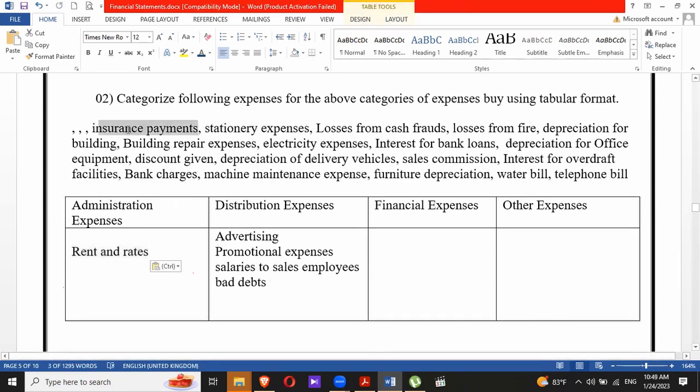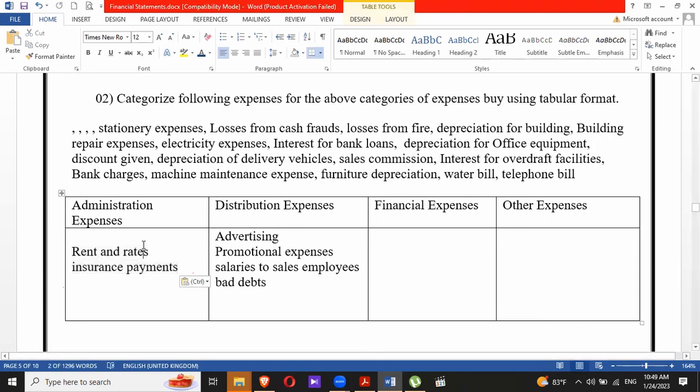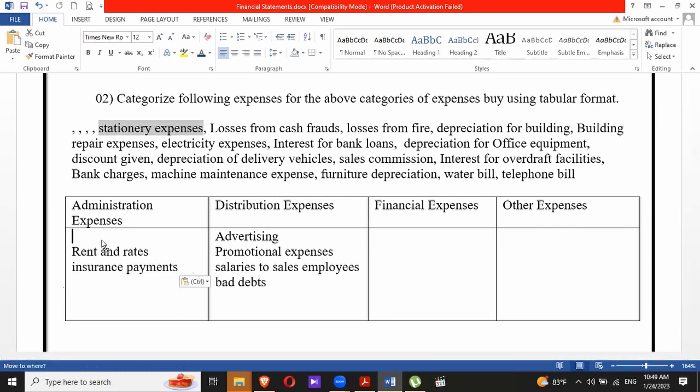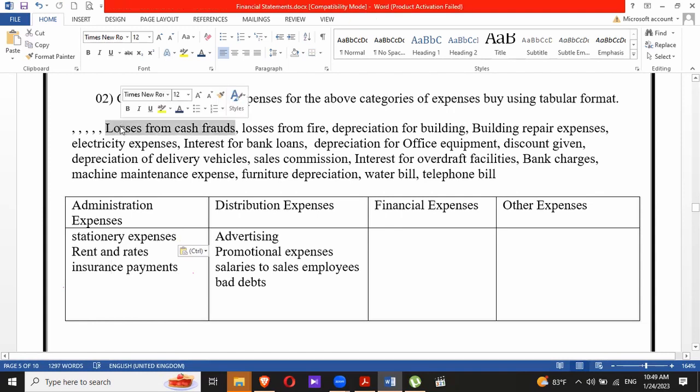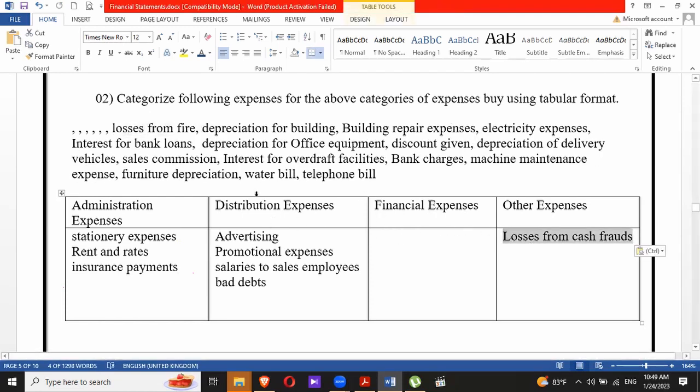Rent and rates come under administration expenses. Insurance payments, that is general administration, general office expense. So it comes under administration expenses. Stationery expense also is a general administration purpose expense. So it comes under administration. Losses from cash frauds, we can't classify it into any other category. So it comes under other expenses.